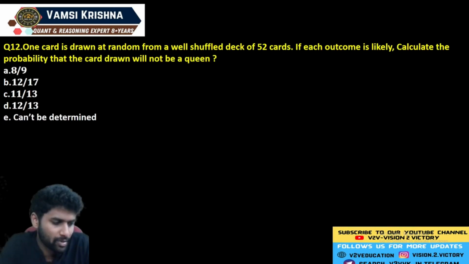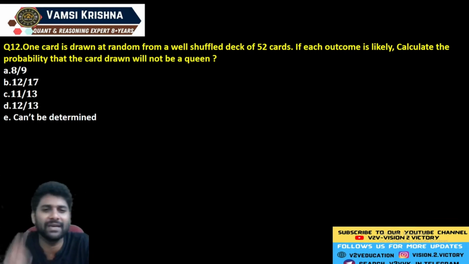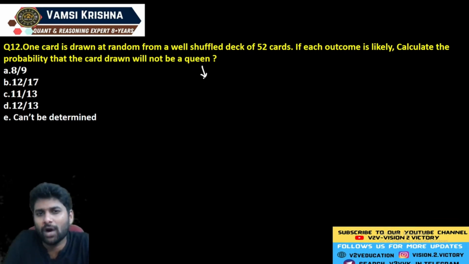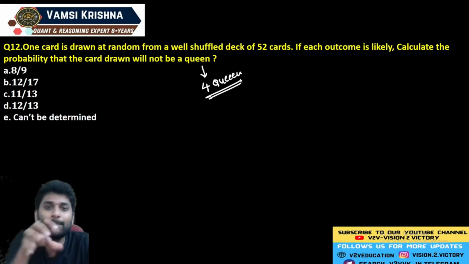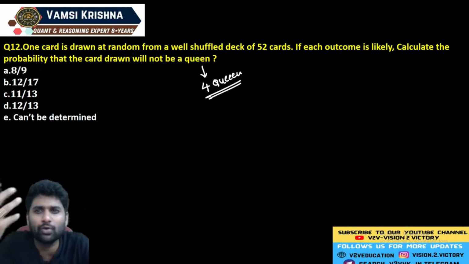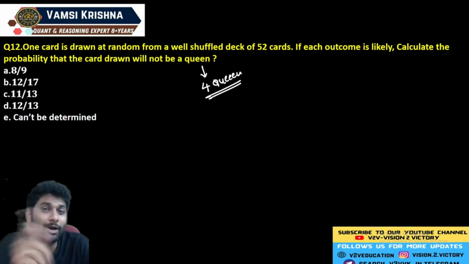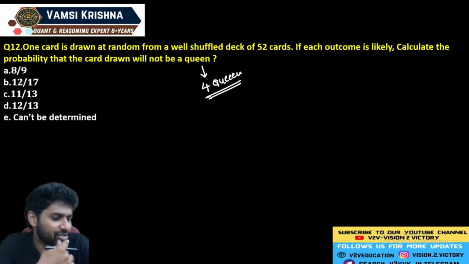Next, a question from probability. One card is drawn at random from a well shuffled deck of 52 cards. If each outcome is equally likely, calculate the probability that the card drawn will not be a queen. And you already know that out of 52 there are 4 queen cards, guys. First, try to identify the probability of getting a queen card. Why? Because we need the card that cannot be a queen card. So that is the question here.